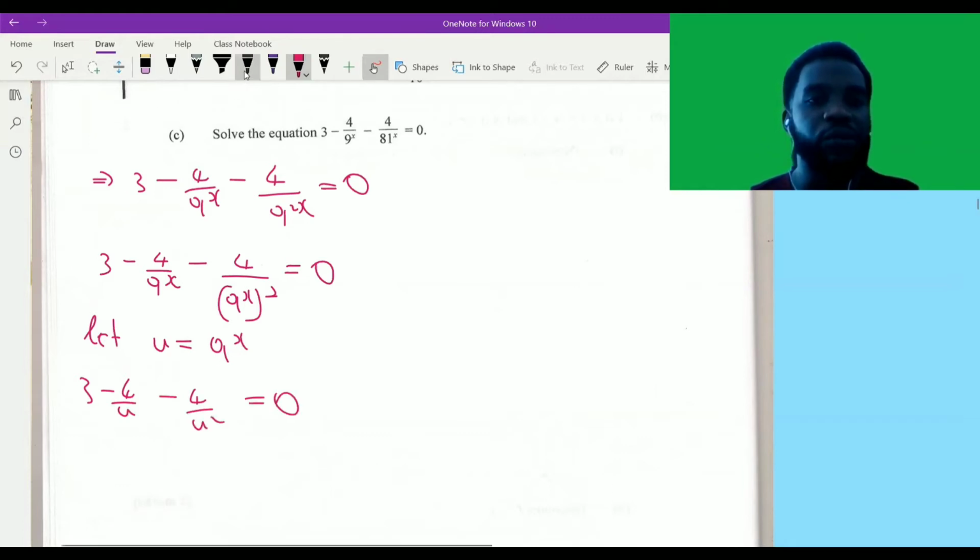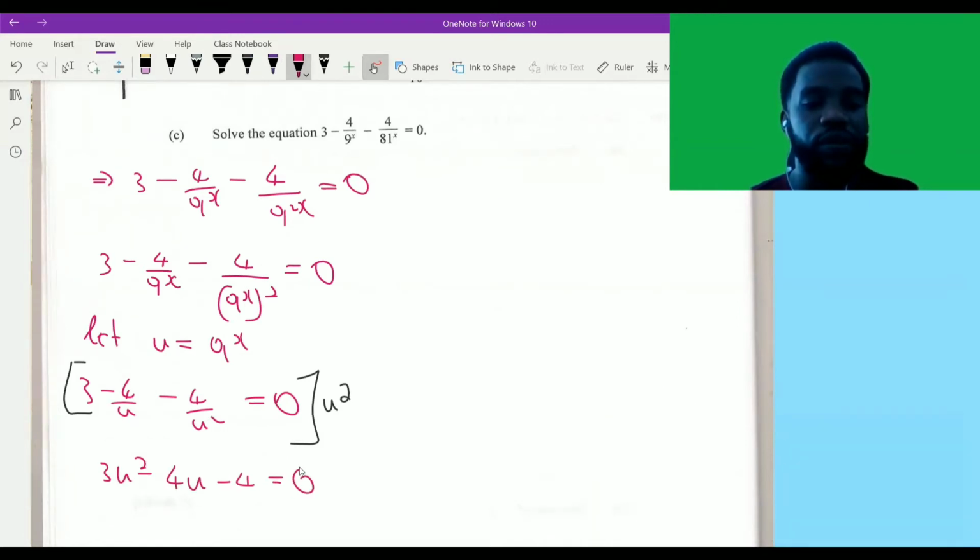Now, what's the one thing that we don't like when solving equations? We don't like to have denominators. So we multiply by the LCM, which is u squared. So you're going to have 3u squared minus 4u minus 4 equals 0, which takes me exactly where I want to be, at a quadratic equation. 3 times minus 4 is minus 12. Now, the two numbers that multiply to give minus 12 but add to give negative 4 would be negative 6 and positive 2.